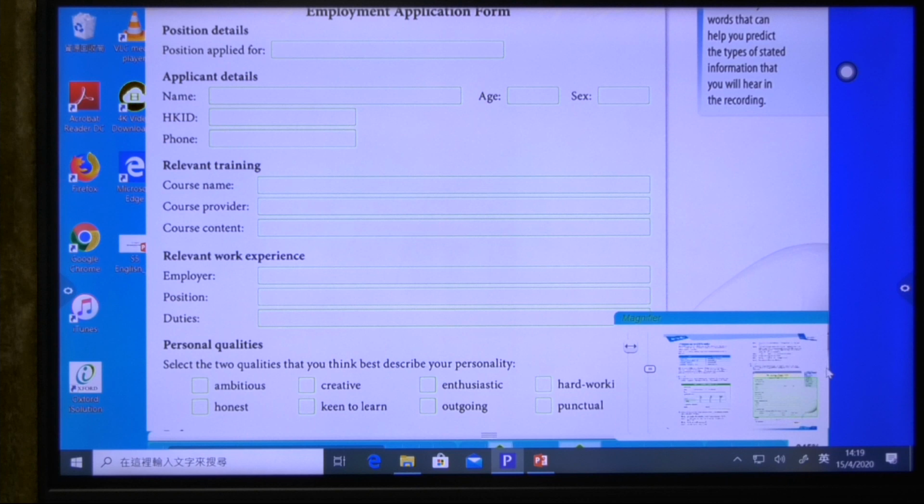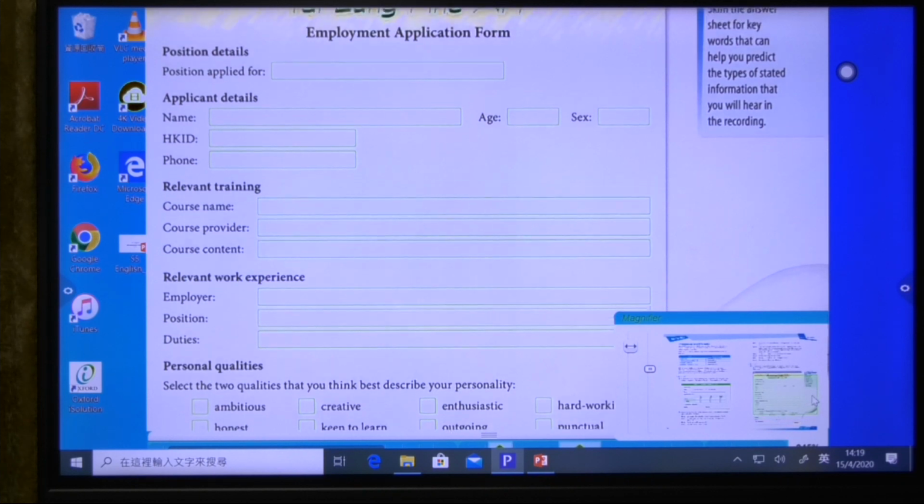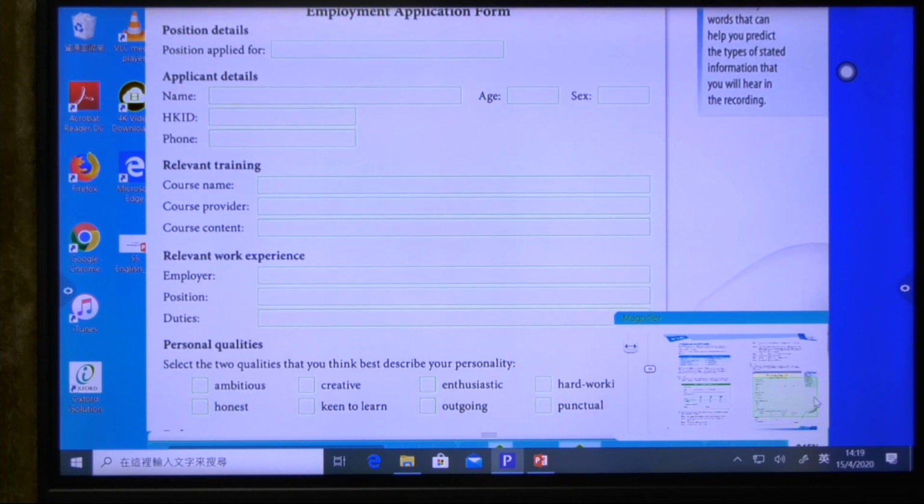Now, this bit is tricky. I have to choose two of these personal qualities. Should I say that I'm creative? If you want my opinion, I think you should choose qualities like honesty and punctuality. Okay, I'll select honest, but I think I'll choose hard-working instead of punctual. Yes, I think you're hard-working.